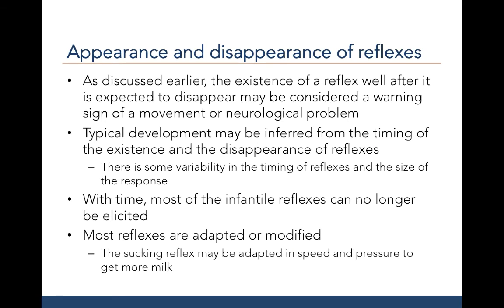As we have discussed and as noted in Table 6.1, infantile reflexes normally emerge and disappear at particular ages. Typical development may be inferred from the timing of the existence and disappearance of different reflexes, although there is some variability in the timing of the reflexes and the size of the response. With time, most of the infantile reflexes can no longer be elicited. Interestingly, most reflexes can be adapted or modified. For example, the sucking reflex may be adapted in terms of speed or pressure to allow the infant to get more milk while feeding.